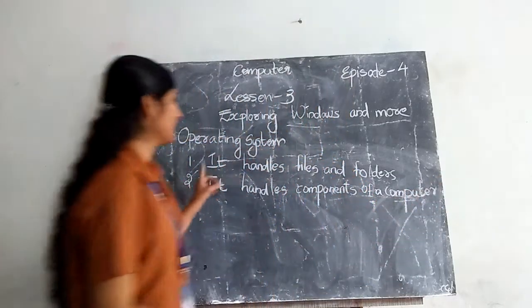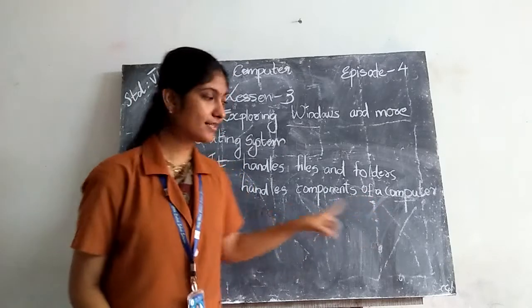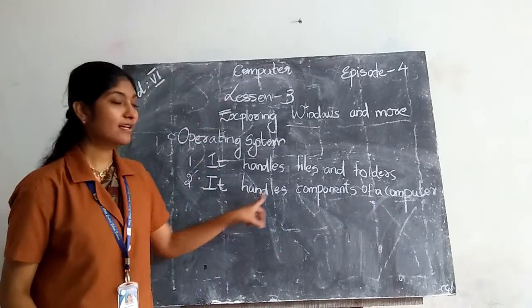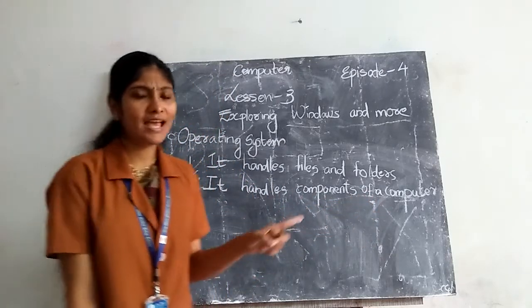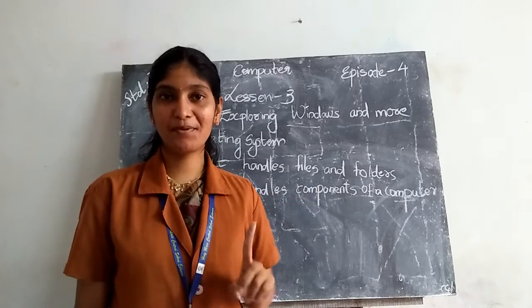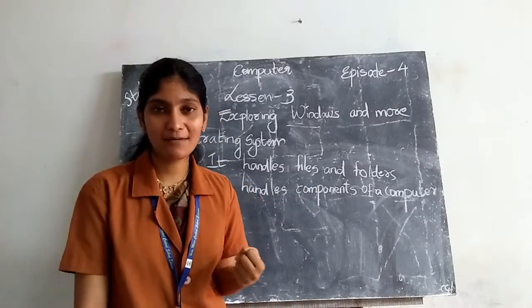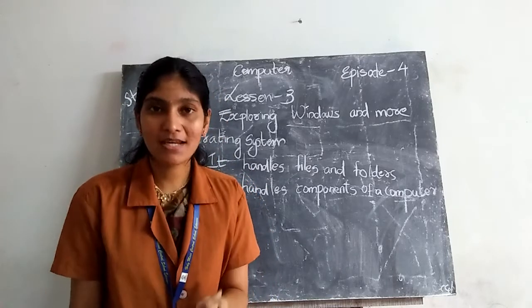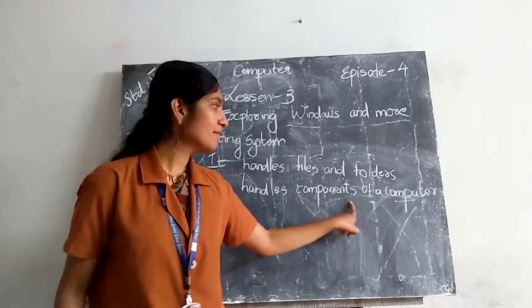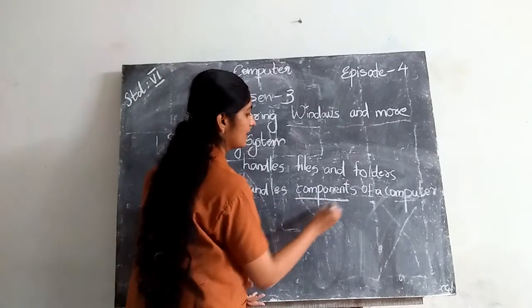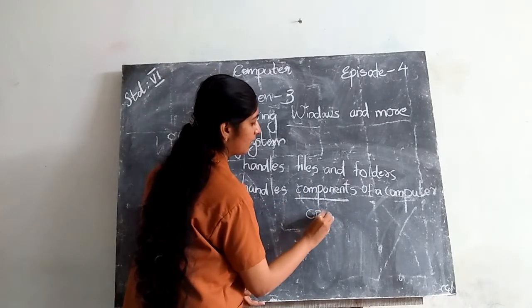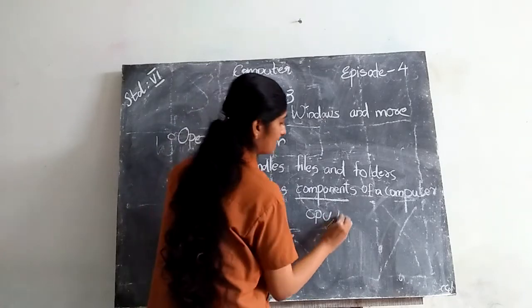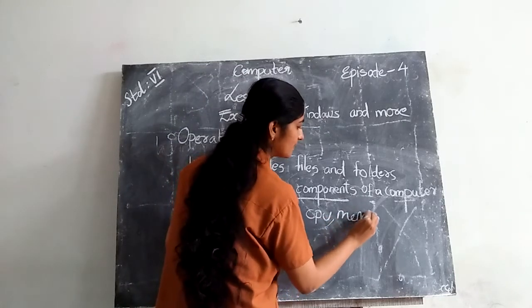So first point, it handles the files and folders. Second point, it handles components of a computer. Then can you tell me what are the components of a computer? Yes, there are different components, namely CPU is a component, storage or memory is a component. So examples of components are CPU and memory or storage.